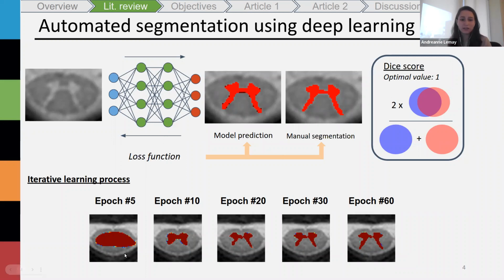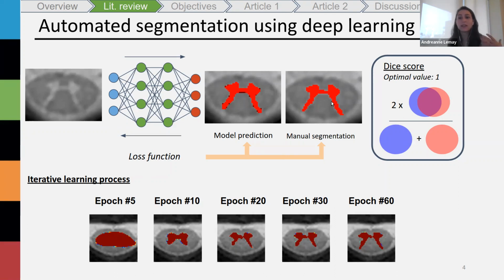As we can see on this part of the slide, after only 5 epochs, which means that the model has seen the whole data set 5 times, the prediction is pretty coarse, but the more the model is exposed to the training data, the better the prediction gets. One way to quantify the quality of our prediction is to use a very popular Dice score. The Dice score is twice the overlap between two segmentations over their volume or their area. So if two segmentations overlap perfectly, then the Dice score is 1, which is the optimal value, and the minimal value is 0.